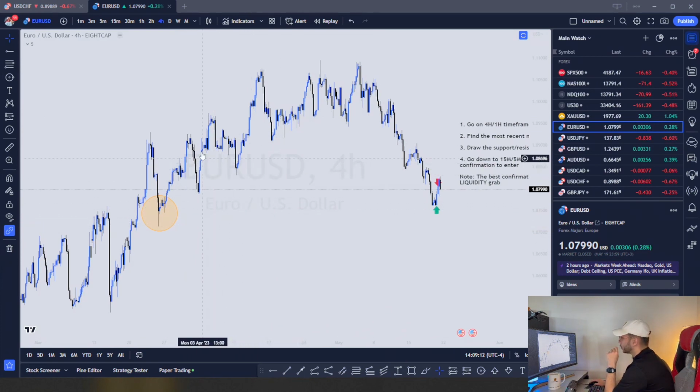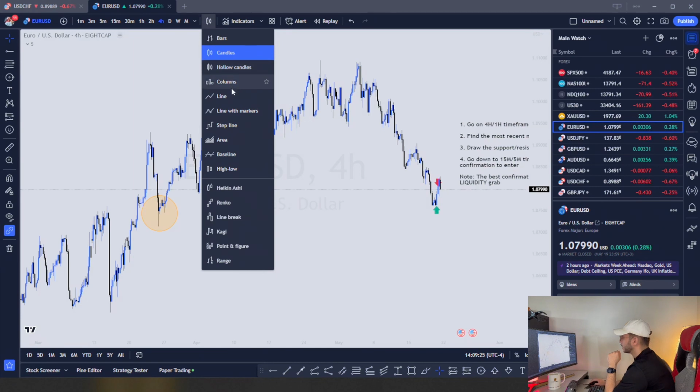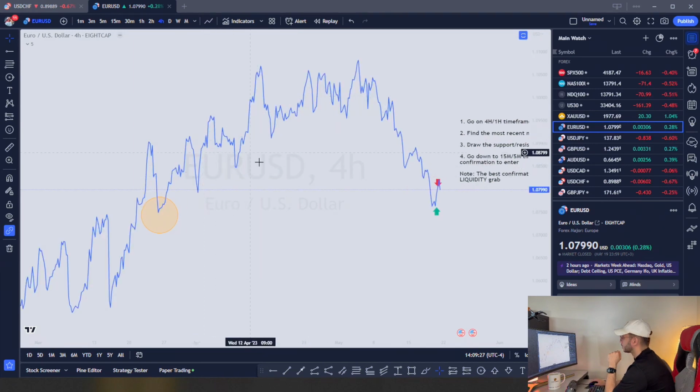Now there is one little trick in the strategy that, surprisingly, is very simple and really helps you. If you use TradingView, if you go up here and click on line, then you see the line chart. The line chart helps you get rid of all the wicks, so all you see is just clear action of the price. The reason I did this is to comfortably draw my support and resistance.